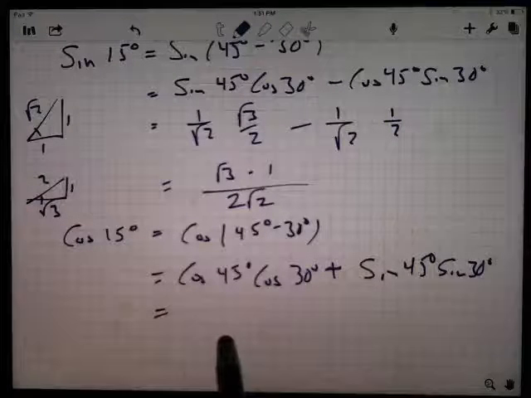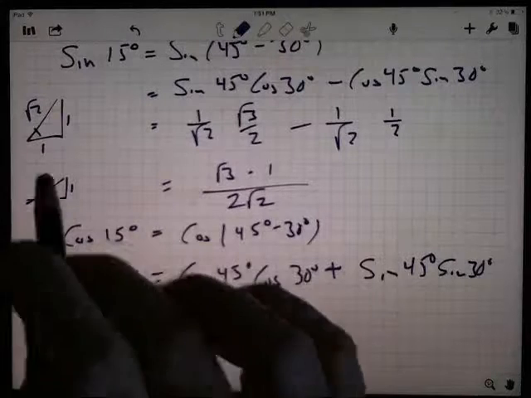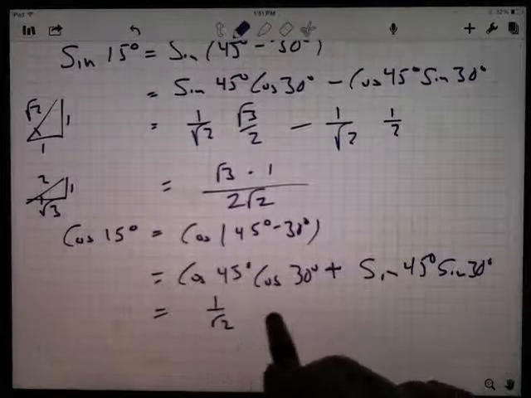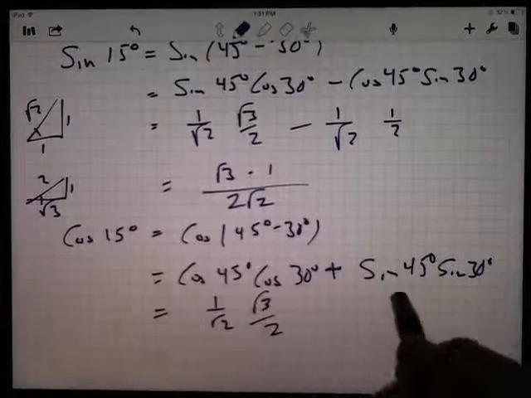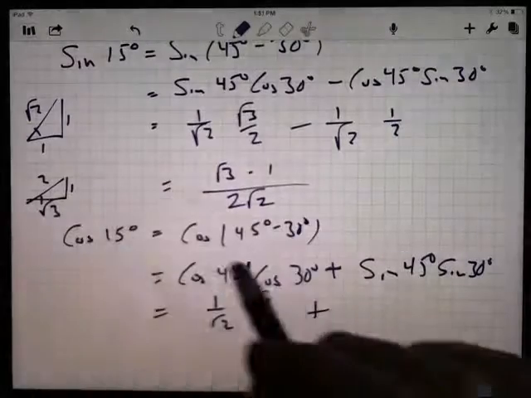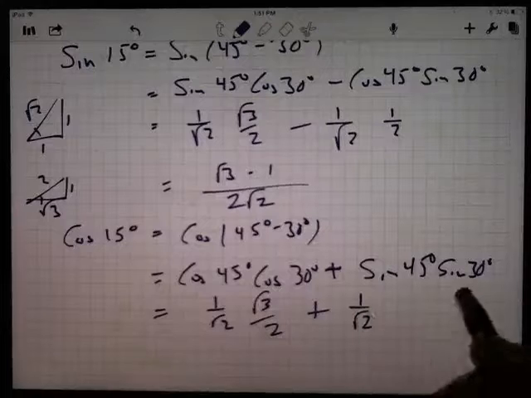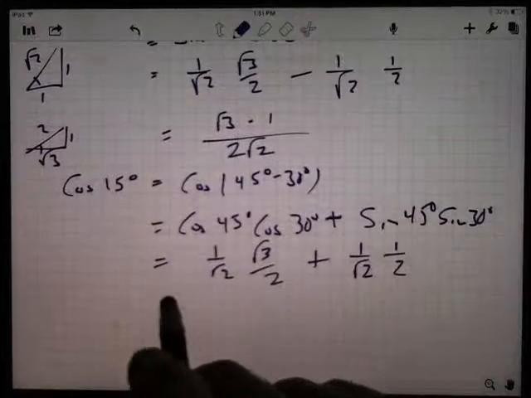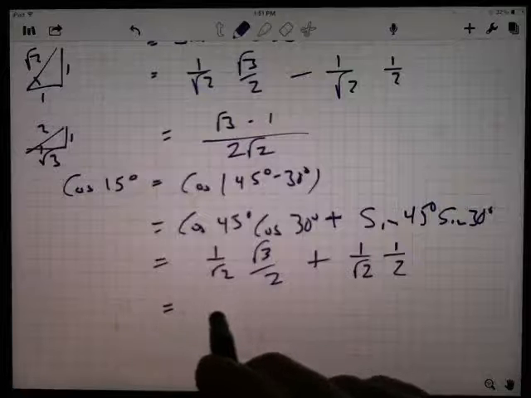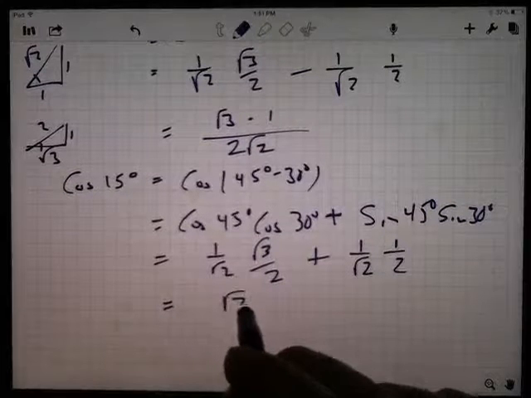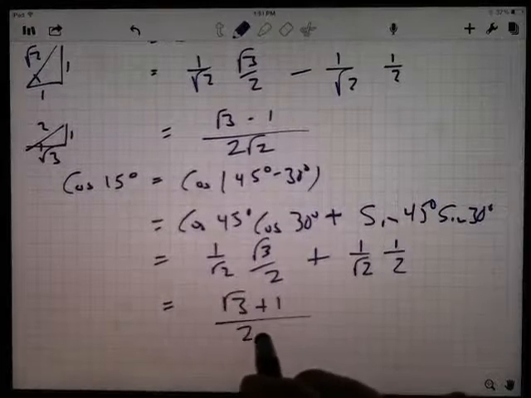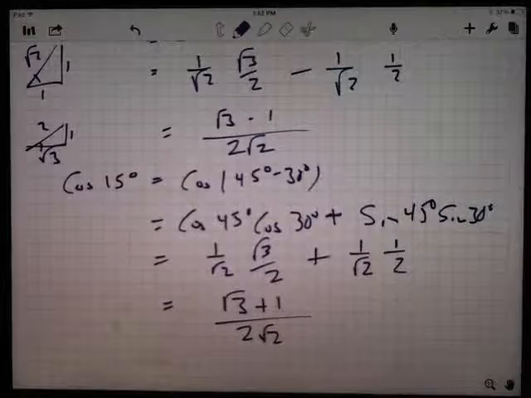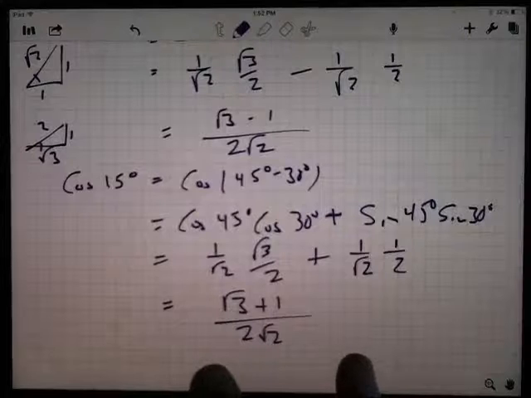So, cosine of 45 degrees, right up here, 1 over the square root of 2. Cosine of 30 degrees, square root of 3 over 2. Sine of 45 degrees, 1 over the square root of 2. And the sine of 30 degrees is a half. And I can combine these together now, and we've got radical 3 plus 1 over 2 radical 2. So we've calculated the sine and now the cosine of 15 degrees.